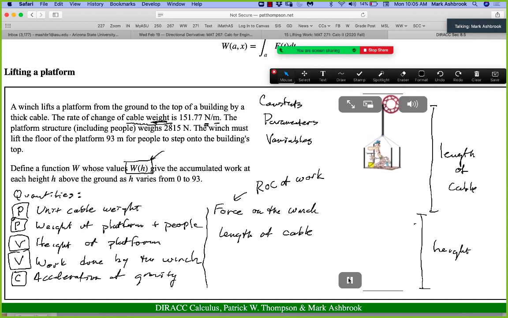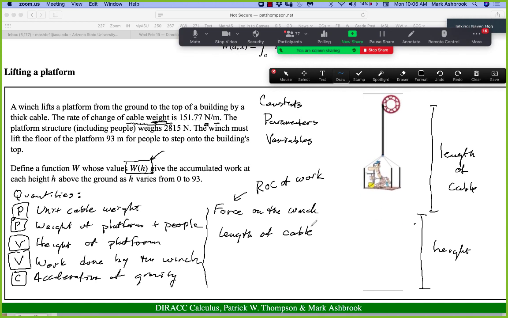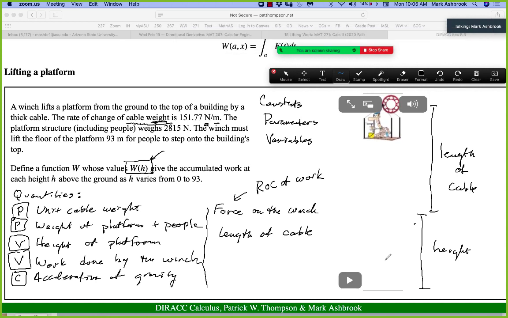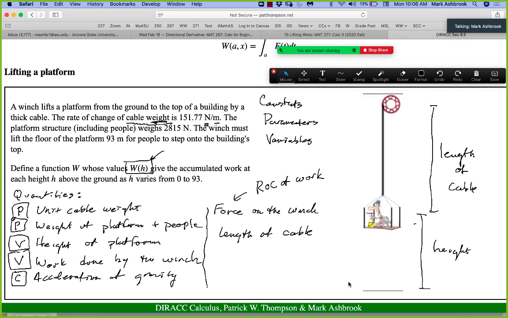Does the rate of change of work stay constant, or does it change? Would it change because unit cable weight can change with length of cable? Okay, right. So the cable's getting shorter. Someone said this before, and then again now. When the cable gets shorter, the weight force of the remaining cable is going to be less. So as that thing goes up, the force on the winch due to the cable is decreasing. So that's a variable.